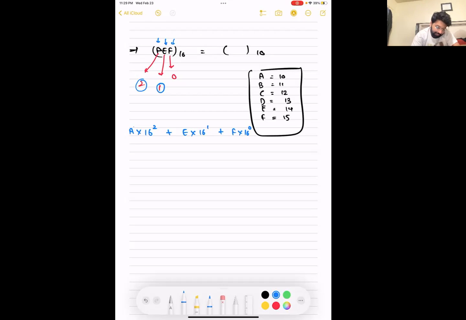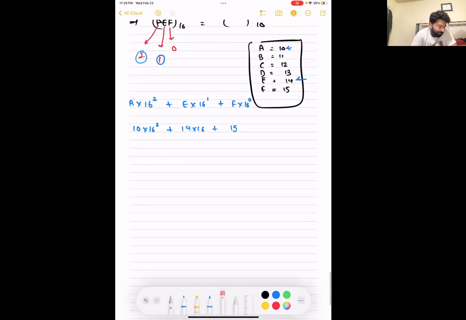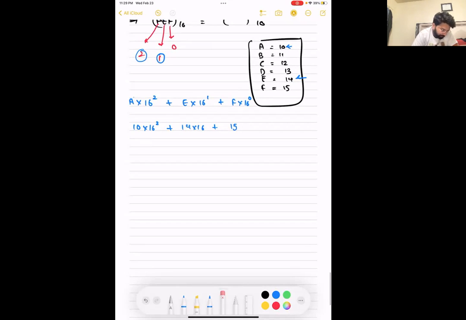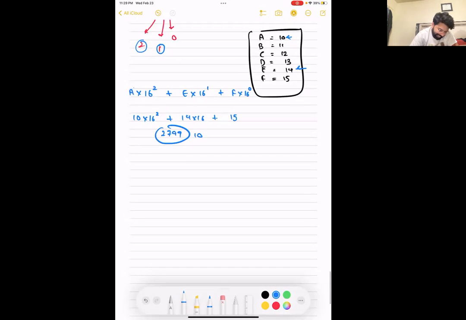This means A has a value of 10. So 10 multiplied by 16 to the 2 plus E, which has a value of 14, multiplied by 16, plus F, which has a value of 15, multiplied by 16 to the 0, which is basically 1. So I'm going to just write 15, if that makes sense. And if you add them all together, I have 2799 in 10. So this means AEF in 16 is equal to 2799 in decimal.